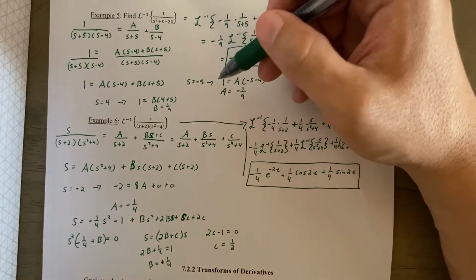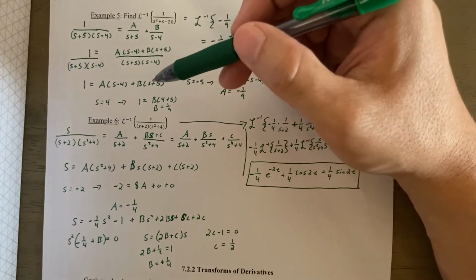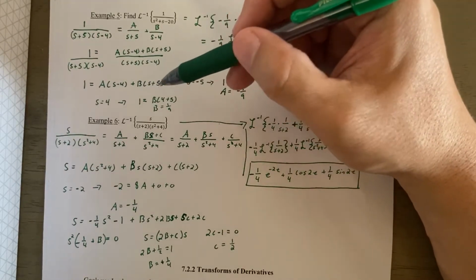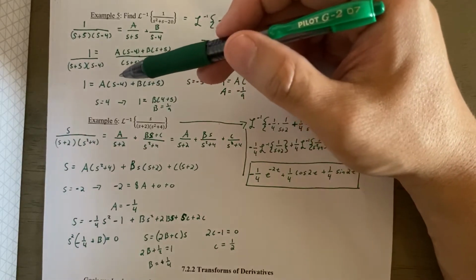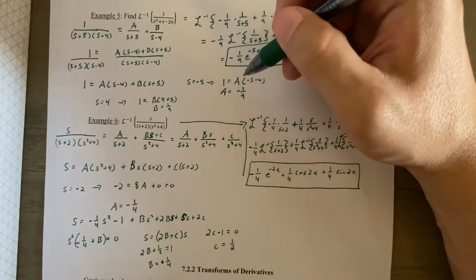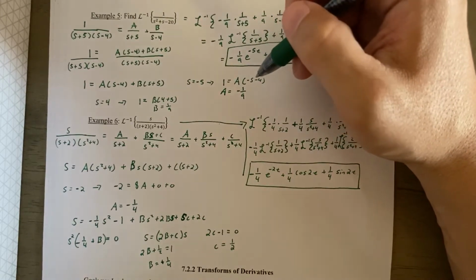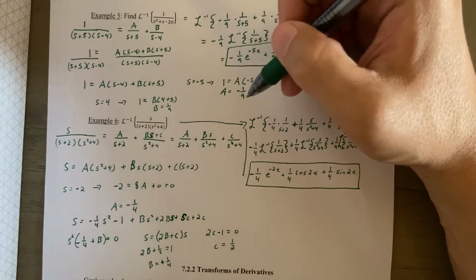Same thing as I plug in my other 0. I know that the other 0 is negative 5. If I plug in negative 5, the B part's going to go away because that's the 0 for s plus 5. And so I have negative 5 minus 4, which is negative 9. So I have 1 is equal to A times negative 9. Divide by negative 9 to solve for A, so A equals negative 1 over 9.